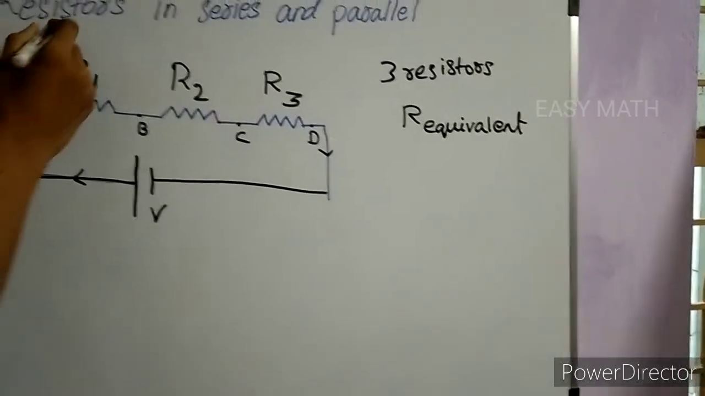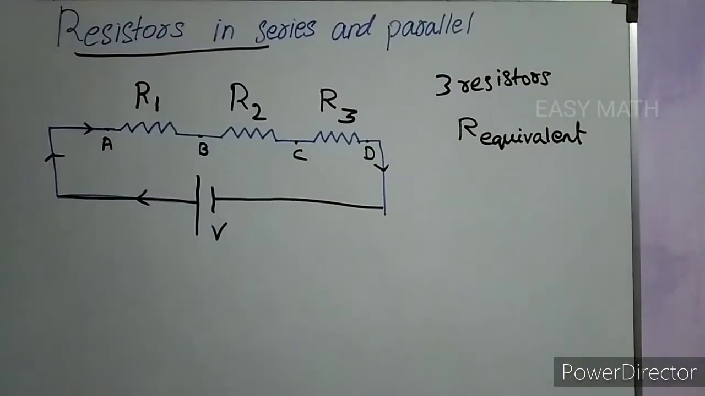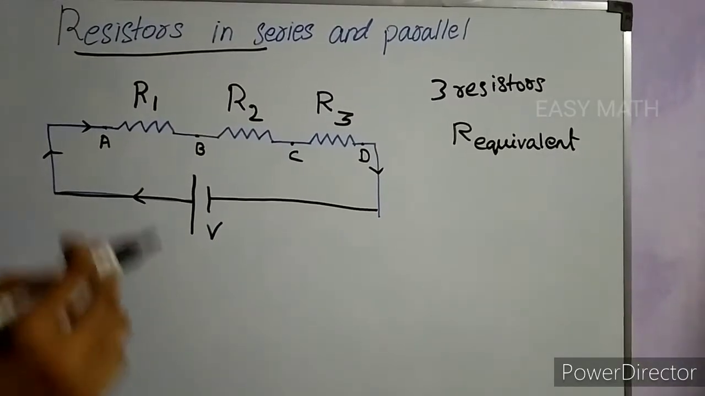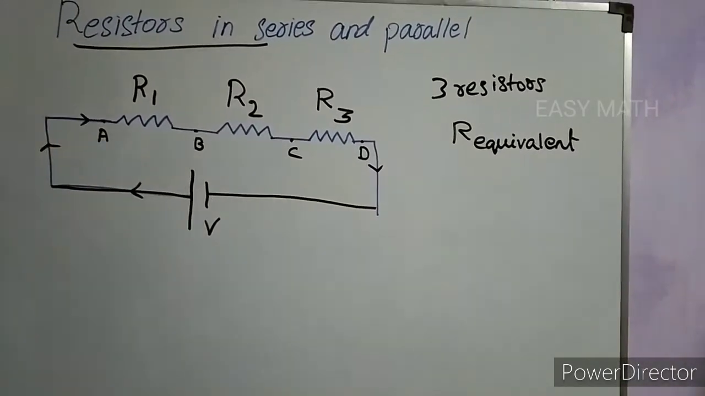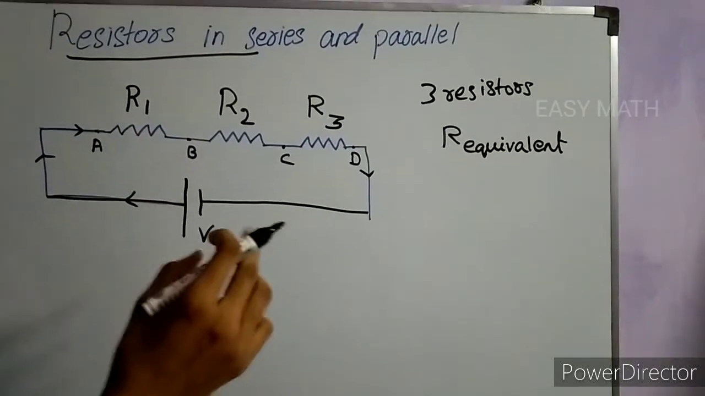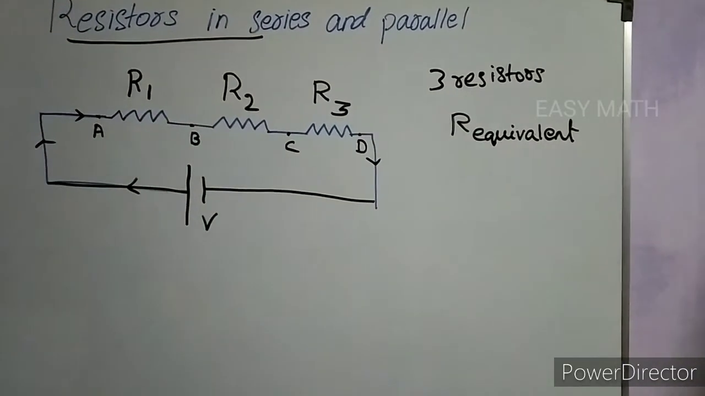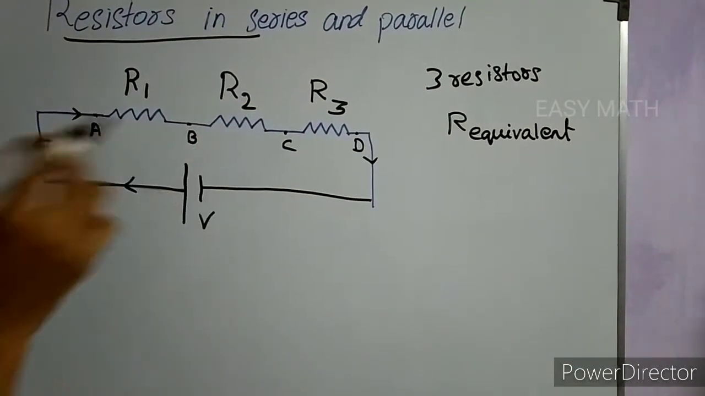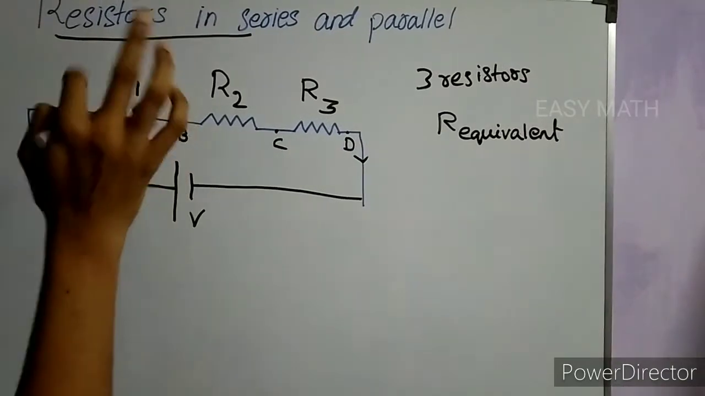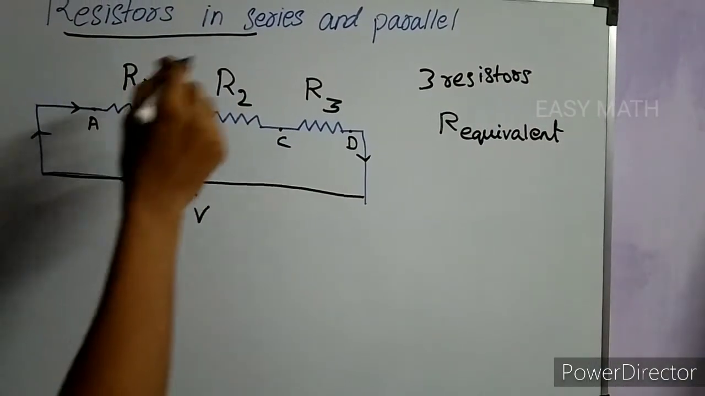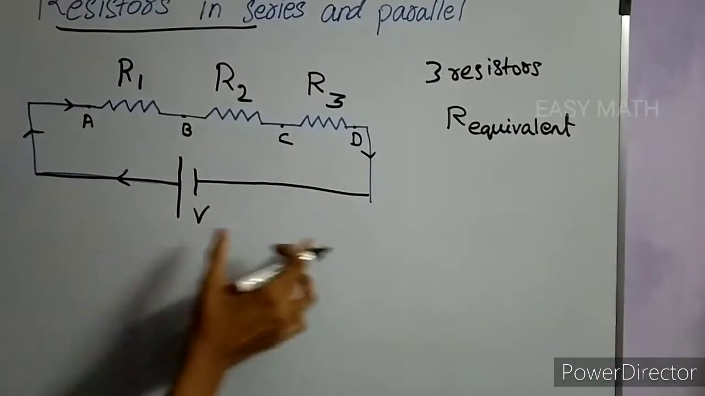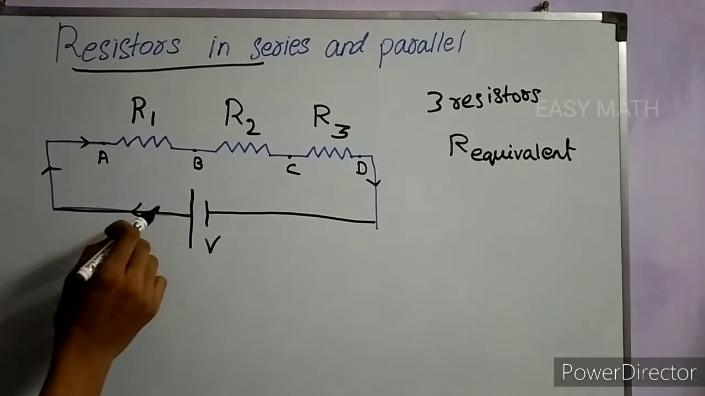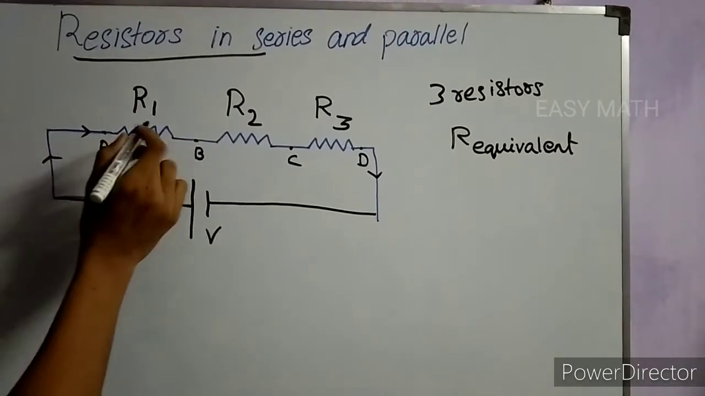Now let us come to the first topic, resistors in series. If a number of resistances are connected end to end so that the same current flows through each one of them, it is known as resistors in series. This combination is an example of resistors in series. In this combination, we have three resistors, R1, R2 and R3. They are connected across a potential difference of V, and this is the direction of current.